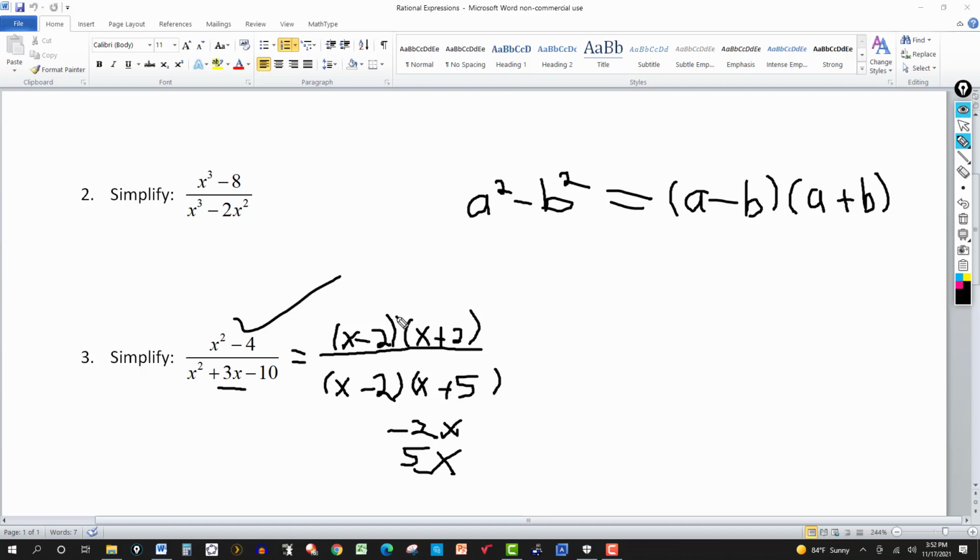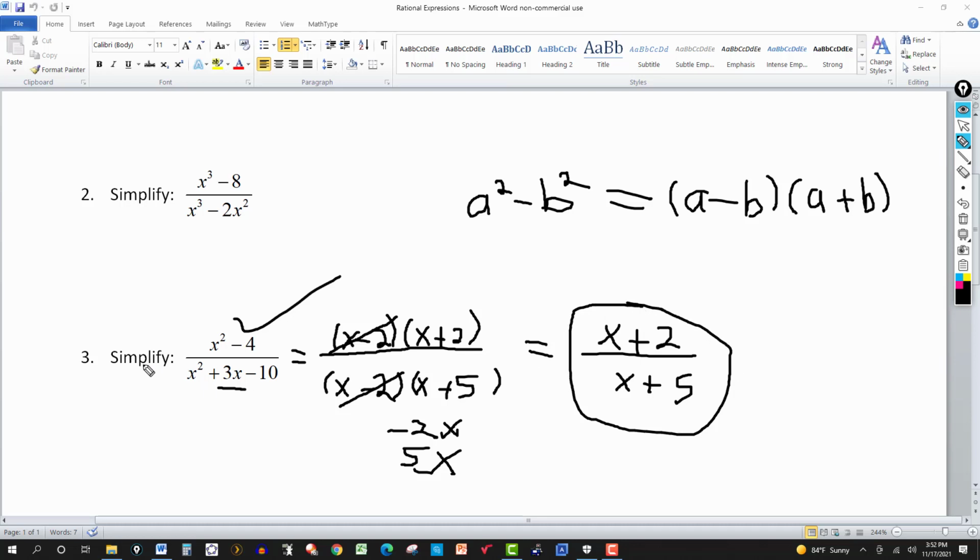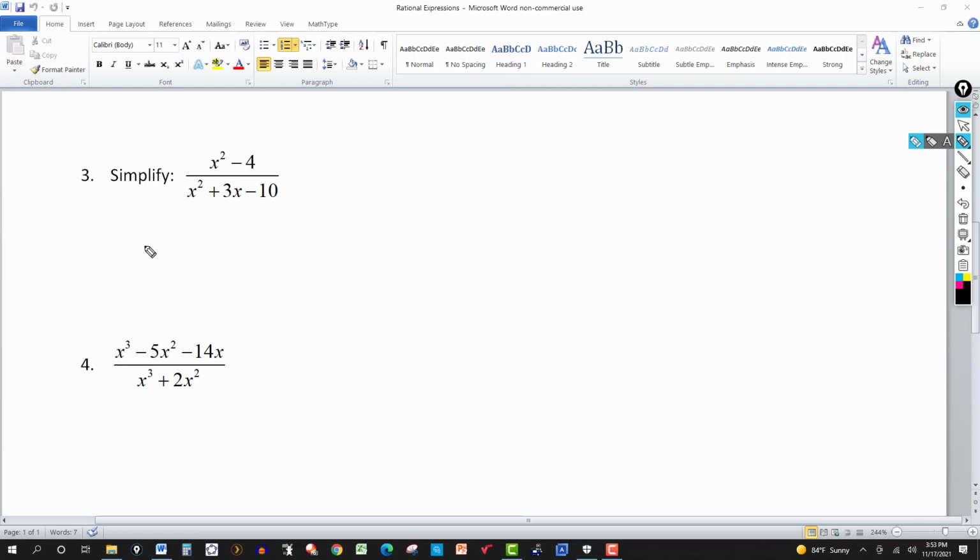But in this case, we have this factor x minus 2 and x minus 2. What's left on top is x plus 2 over x plus 5. This is the reduced form, or the simplified form of this rational expression. Let's cancel this in the numerator. Again, that left out the word simplify, but that's what we're doing here, simplify.